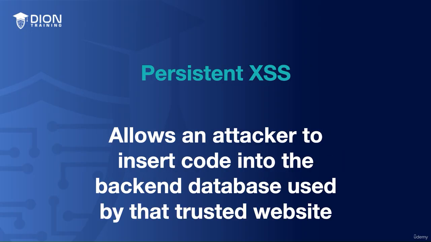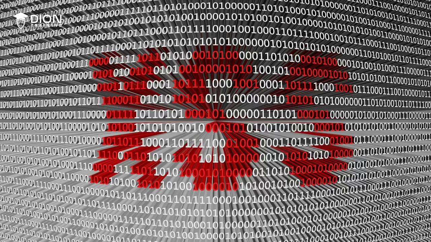Now, there are other types of cross-site scripting attacks though, and these can be more dangerous. For example, a persistent cross-site scripting attack allows an attacker to insert code into the backend database used by that trusted website. By doing this, the attacker doesn't have to wait for somebody to actually click on a link anymore, because the malicious code is now embedded into that website's database. Anytime a user loads the page or content from the database, they're going to be loading the persistent cross-site script as well. Both persistent and non-persistent cross-site scripting attacks are considered forms of server-side scripting attacks because it's the server that is executing the scripts that we're injecting.